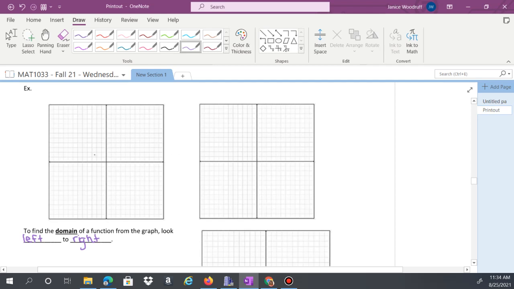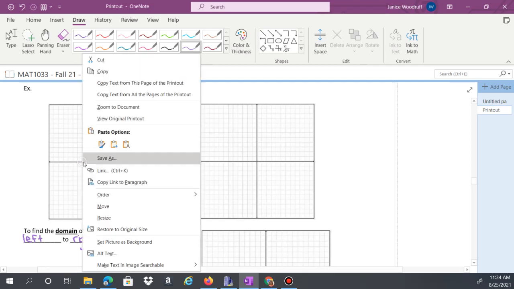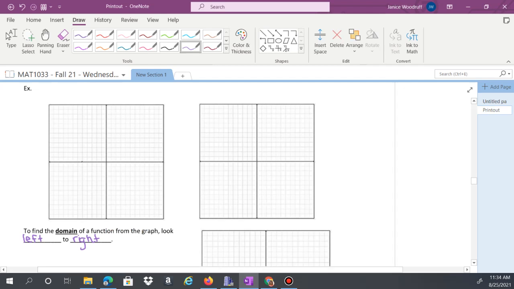So I'm going to draw a graph here. All right, so we're going to start at negative 5, 0, just to help us out here. And we're just going to go like that. Okay, we want to find the domain and range of this graph.